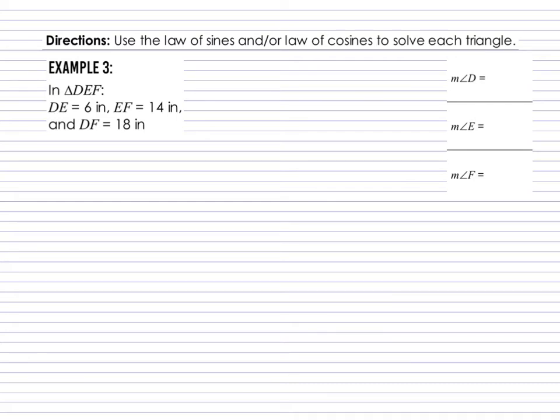These drawings don't have to be perfect. They don't have to be to scale, but if you can, it's going to make your life a little bit easier and it's going to make more sense to you. So I know that DE is my shortest side, is 6. And I know that DF is 18 and EF is 14. So it's not to scale, it's not perfect, but it gives me the idea of what I have and what angles are going to be bigger or smaller.